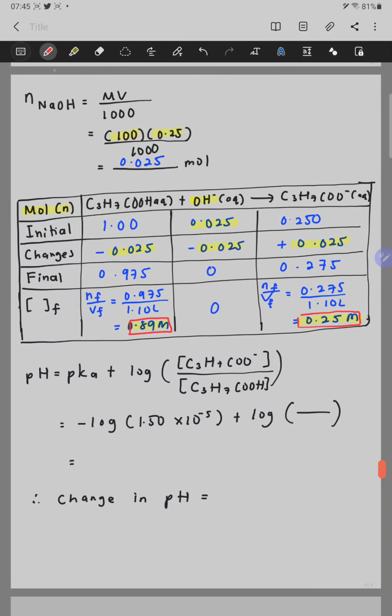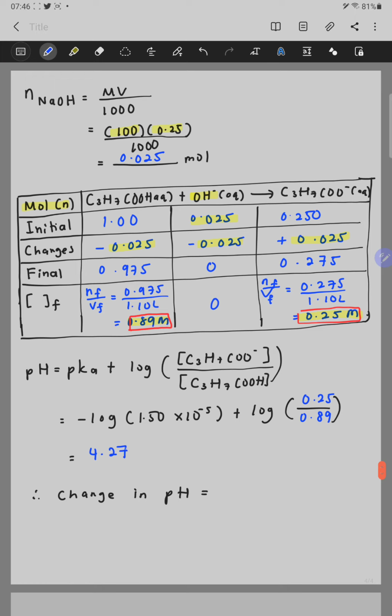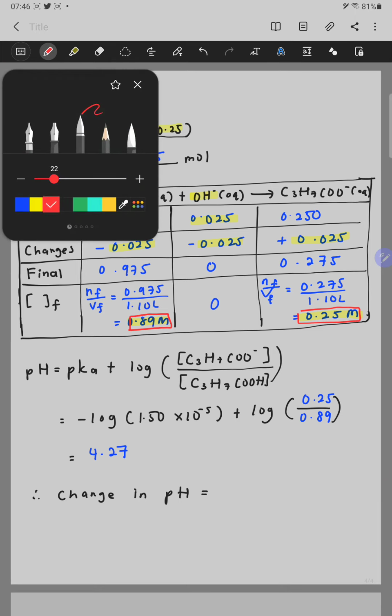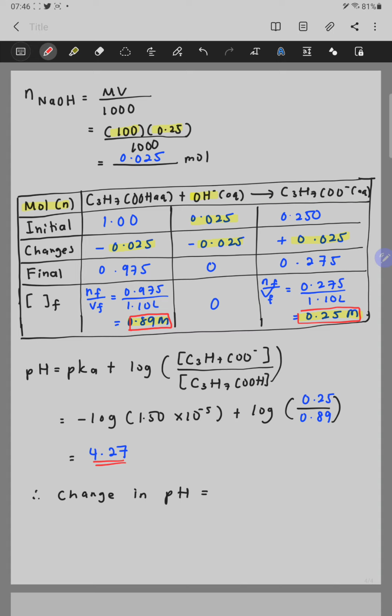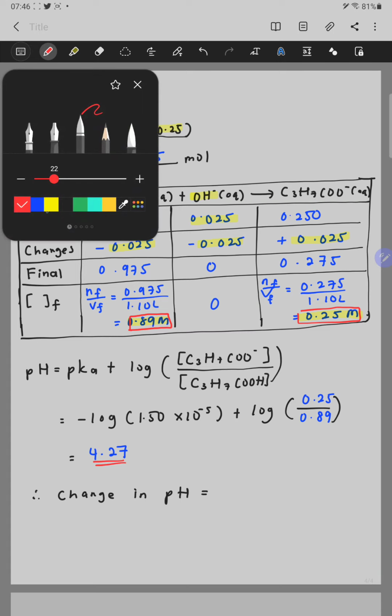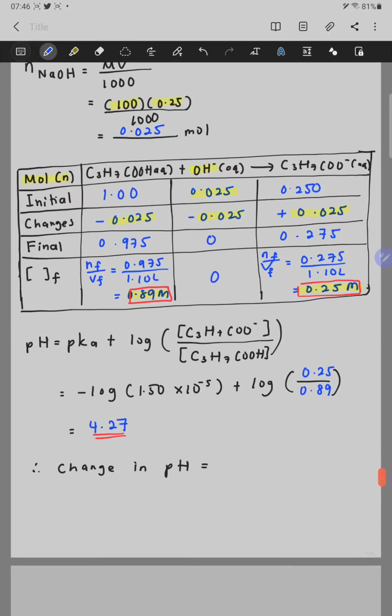So kita pun just substitute semula dalam Henderson-Hasselbalch equation. So pKa plus log concentration of conjugate base over concentration of weak acid. Concentration ini adalah final concentration lah. So negative log 1.50 exponent negative 5 plus log 0.25 over 0.89. Okay, so you will get 4.27. So kalau korang perasan, initial pH tadi 4.22 kan? So 4.22. Okay, bila you guys tambah sodium hydroxide, dia just increase sedikit saja kepada 4.27.